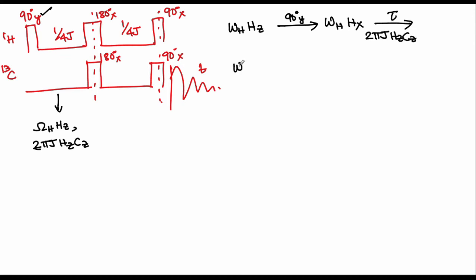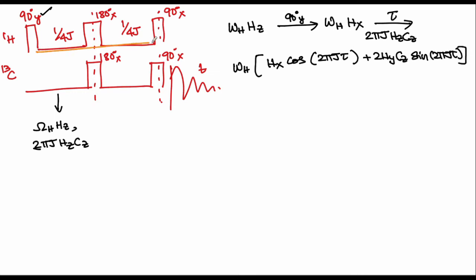So what will be the answer? Omega h times Hx cos 2 pi J tau plus 2HyCz sine 2 pi J tau. I have taken the liberty of applying this entire duration as J-coupling evolution for twice the amount of time. Tau plus tau will be 2 tau. I have done this largely because in the lecture preceding this one, you had seen the effect of scalar coupling on the spin echo module.